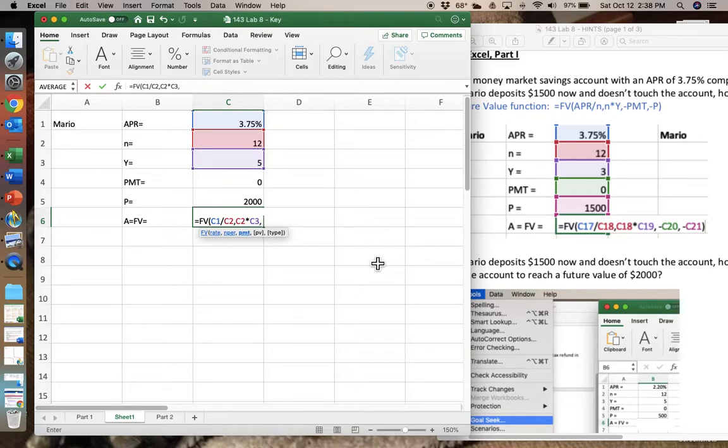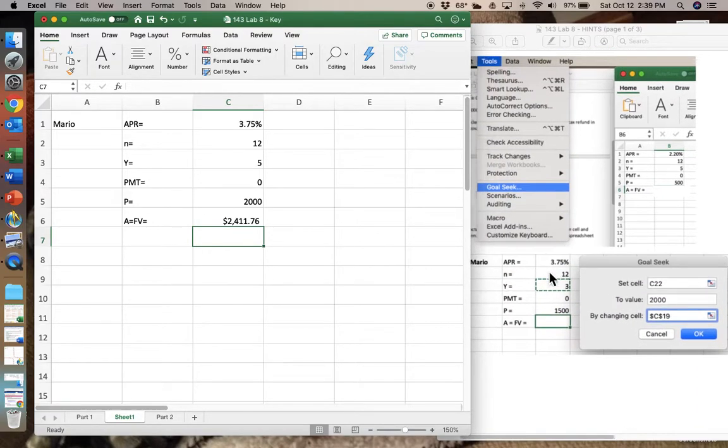Then it says comma negative the payment, which is zero for now, but we're still going to put it in there. And then comma negative our principal. So I selected that cell. Close parentheses, hit enter, and it'll give you an answer. Now, if your answer is really, really small or really, really big, then you've done something wrong. But this makes sense that within 5 years, $2,000 would grow to about $2,400. So that makes sense. Okay.